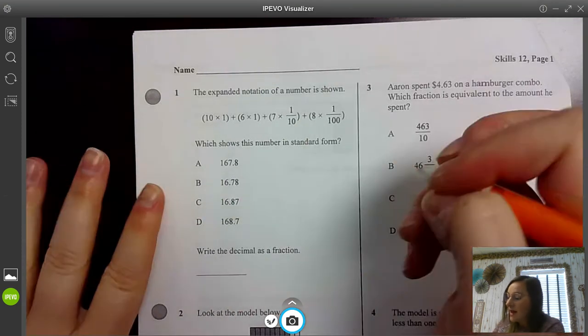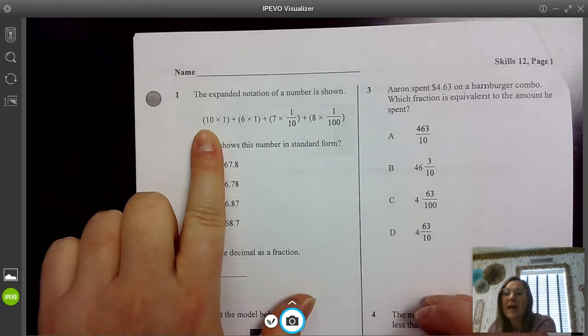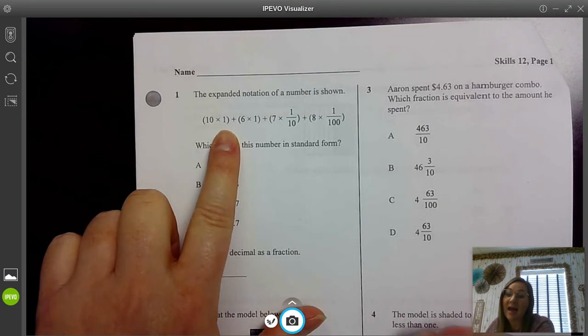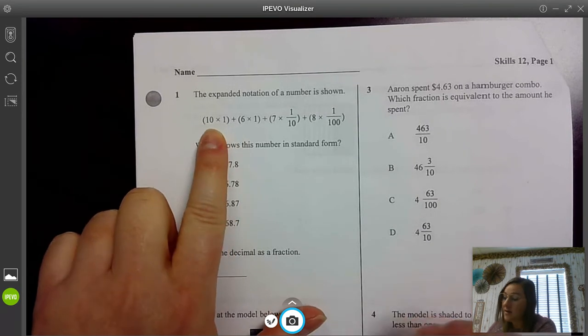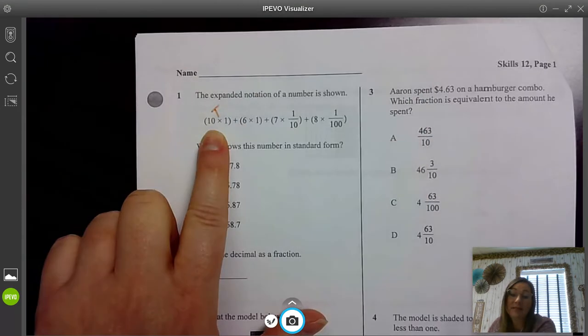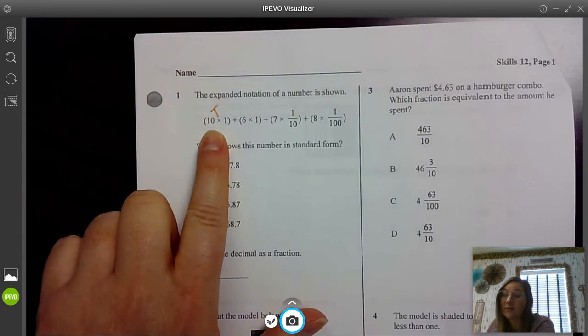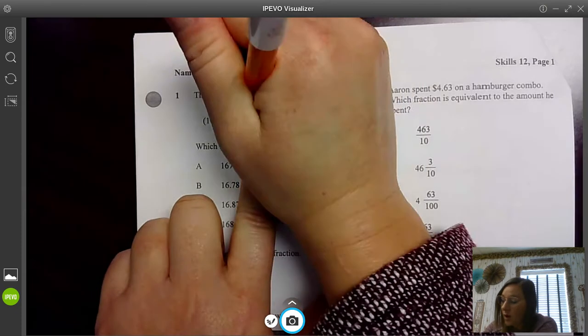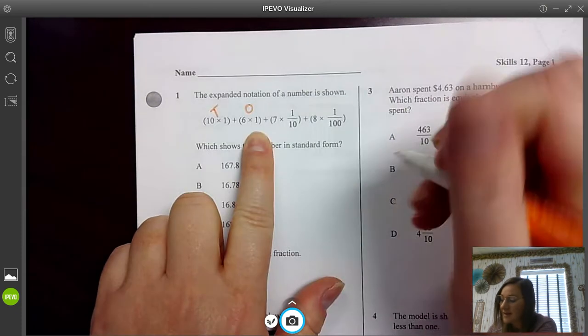So I have my, let's see, 10 groups of ones. Well, if I have 10 ones, that makes a 10, or I could say one group of 10. So this is going to be my tens place, one group of 10 or 10 groups of ones. Even if I have 10 ones, that's still a 10. And this is 6 groups of ones. So this is my ones place.